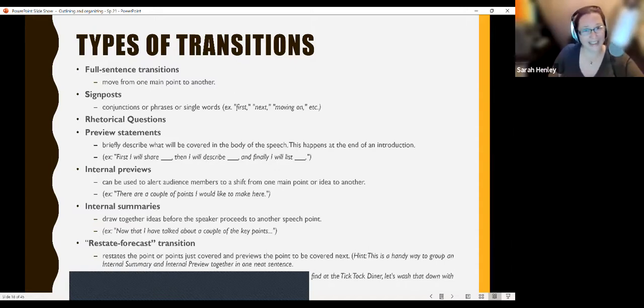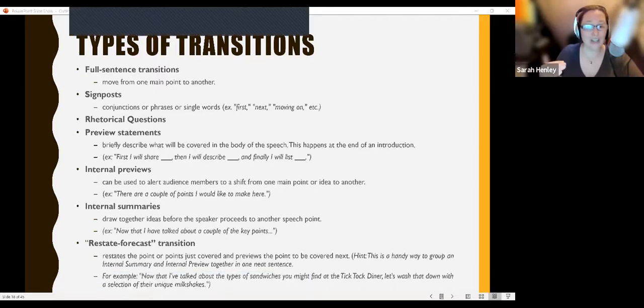A great way to accomplish both of those things at once is called the restate forecast transition. That is essentially an internal summary followed by an internal preview. So that is going to be really useful for you because you're going to tie those two things together. So, now that I've talked about the type of sandwiches you might find at the TikTok diner, that's a summary, reviewing what we just talked about in the previous main point. Let's wash that down with a selection of their unique milkshakes.